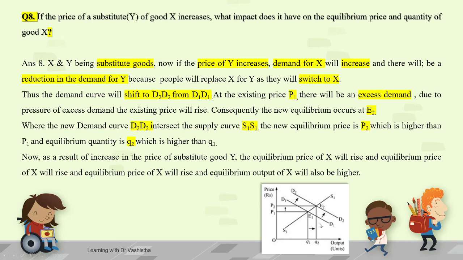Now, as a result of the increase in the price of substitute good Y, the equilibrium price of X will rise, and the equilibrium output of X will also be higher. Meaning, whenever there is a rise in the price of a substitute good, the other good's price will rise due to the attainment of a higher equilibrium position. Both the price and quantity will be higher because of the rise in demand and as a result of the replacement.